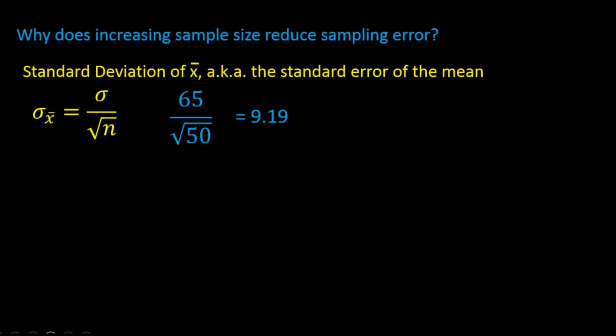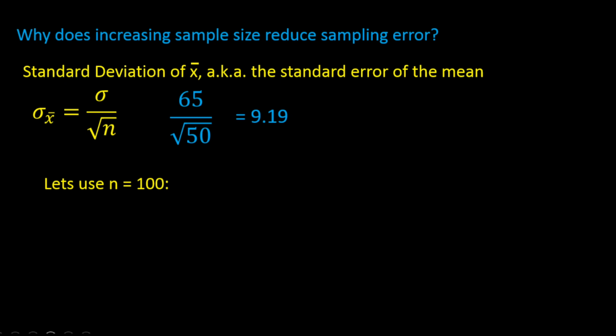Now let's say we increase the sample size to 100. What would happen to the value of the standard deviation for the mean? Would it become larger or smaller? If we increase the sample size, we are automatically reducing the amount of sampling error we will have, so the standard error for the mean should be smaller. Let's see if this is true.